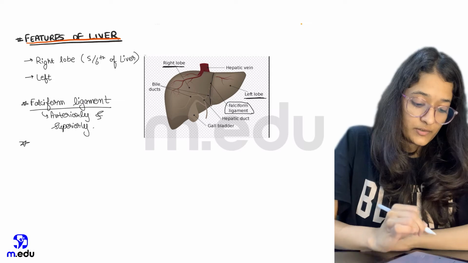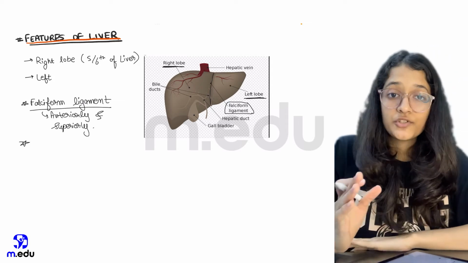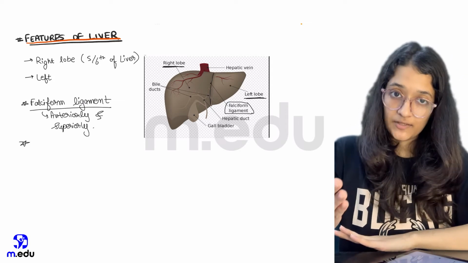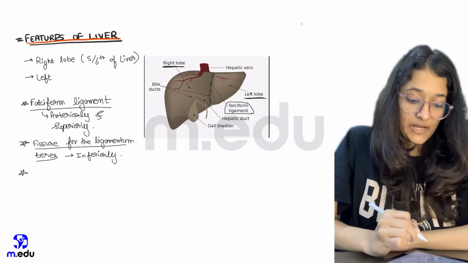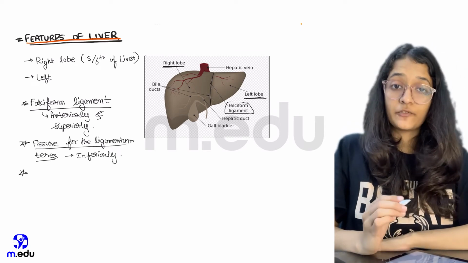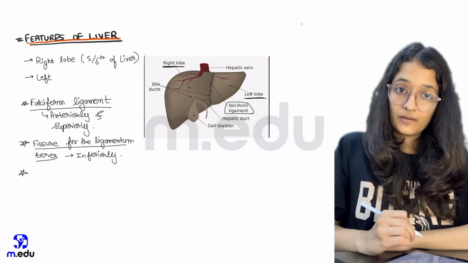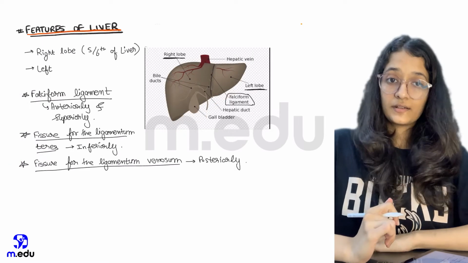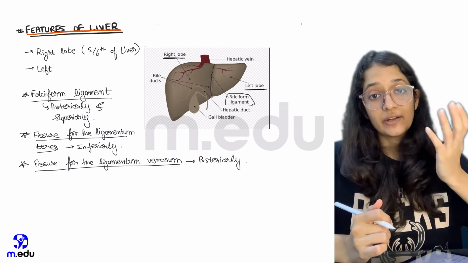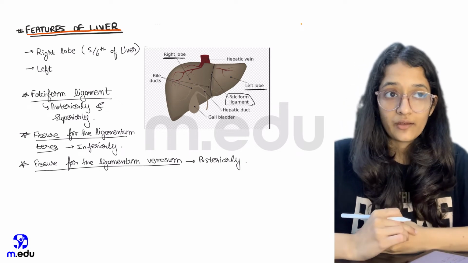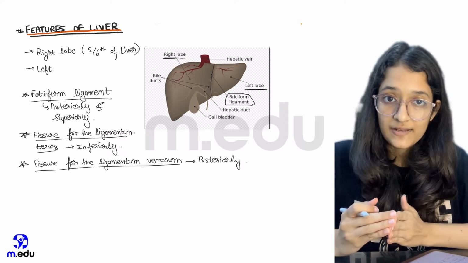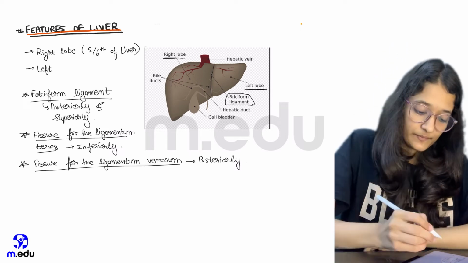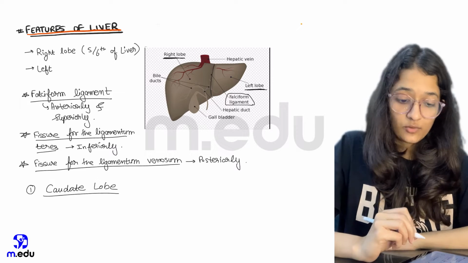So what about inferiorly? The fissure for the ligamentum teres divides it inferiorly, and the fissure for the ligamentum venosum divides it posteriorly. So, along with the right and left lobe, we have this caudate lobe and quadrate lobe on the posterior aspect of the liver. This is the caudate lobe.